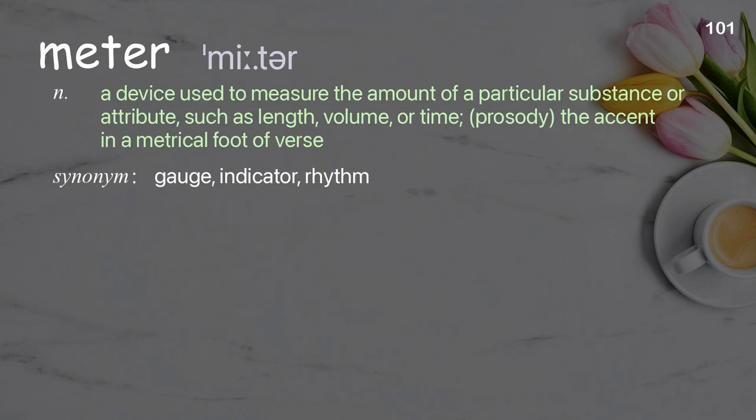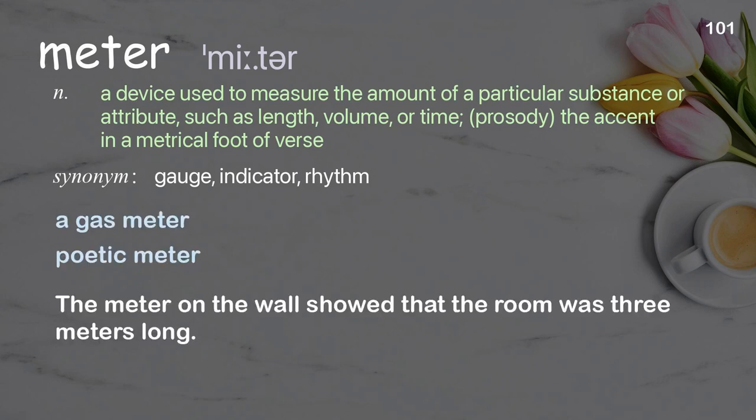Meter. A device used to measure the amount of a particular substance or attribute, such as length, volume, or time; prosody, the accent in a metrical foot of verse. Examples: a gas meter. Poetic meter. The meter on the wall showed that the room was 3 meters long.